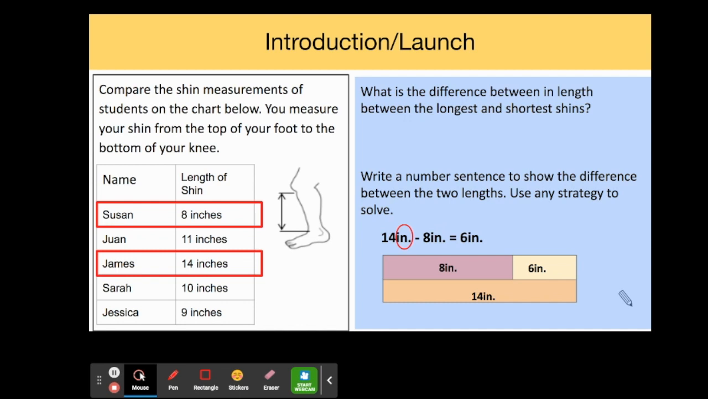And lastly, do not forget to answer the question. So the question at the top, what is the difference? The difference between the longest and shortest shin lengths is 6 inches. Answer the question in sentence form.